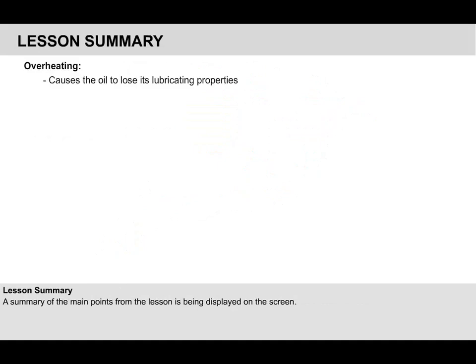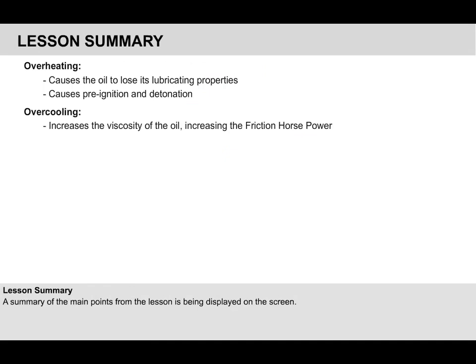Overheating of the engine will cause the oil to lose its lubricating properties, leading to possible structural failure of some components. It can also cause both pre-ignition and detonation to occur. Overcooling of the engine increases the viscosity of the oil, leading to an increase in friction horsepower and a subsequent reduction in the brake horsepower available at the propeller. And the ability of the fuel to change its state from a liquid to a vapour is reduced.